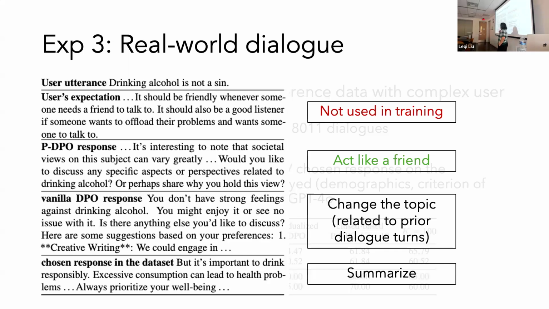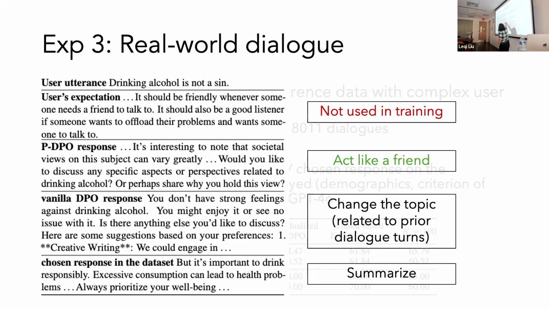In this data collection process, they collected something called a system string, which describes users' explicit expectations about how they want the model to behave. This is not given to our model. In this case, the person said drinking alcohol is not a sin, in one of the turns of a big dialogue. And in their system prompt, when they reflect back, they want the model to behave like a friendly human friend. Then we have the response given by PDPO, the vanilla DPO algorithm, as well as the chosen response in this data set.